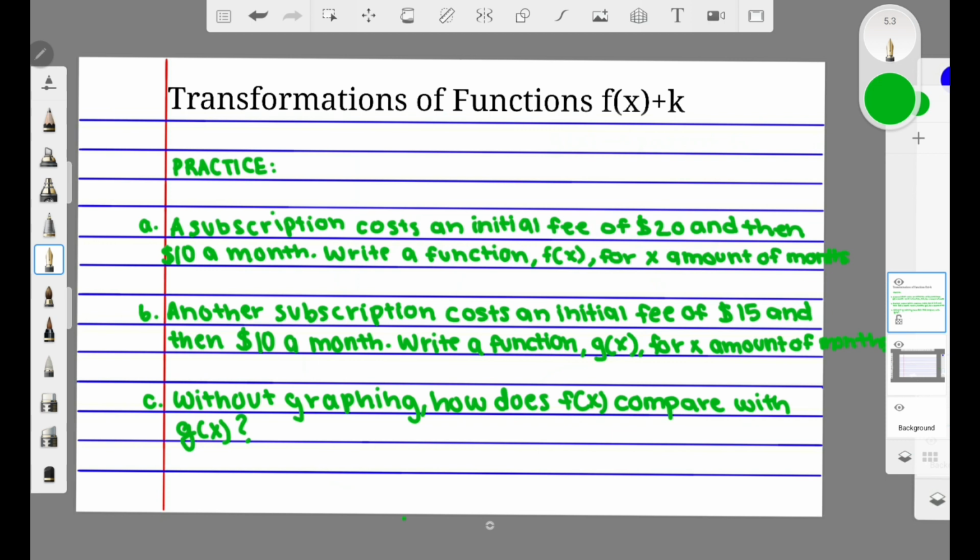All right, so now for your practice, there are 3 different problems relating to a subscription. In the first one, a subscription costs an initial fee of $20 and then $10 a month, so you need to write a function f of x for x amount of months. Now, there's another subscription costing an initial fee of $15 and then $10 a month. So you're going to write a function g of x for x amount of months, and then you're going to compare without graphing, but try to think of how it would look if you were to graph. Pause the video now and complete the practice.